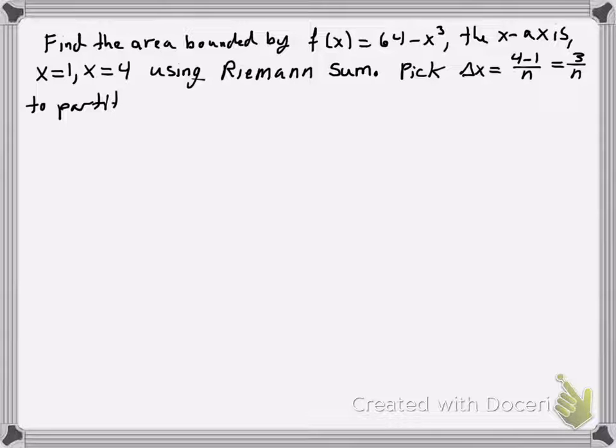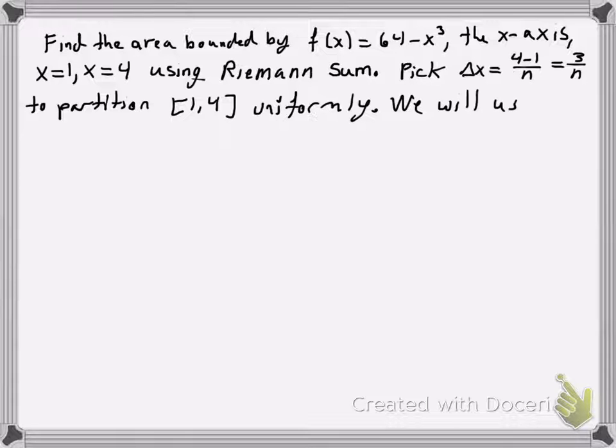And this is going to partition our interval 1 to 4. It's a uniform partition because everything's of the same length. And we're going to use the right endpoints because that's typically easier to use than the left endpoints. Well, I guess it depends on what we use for our index. So, for our endpoints here.